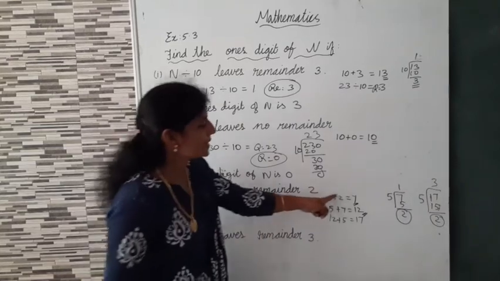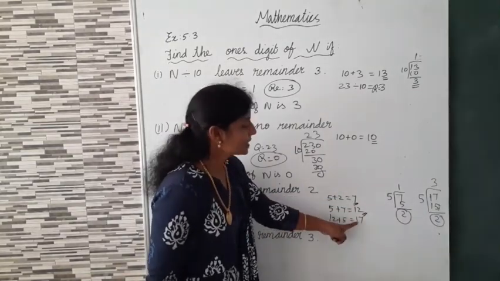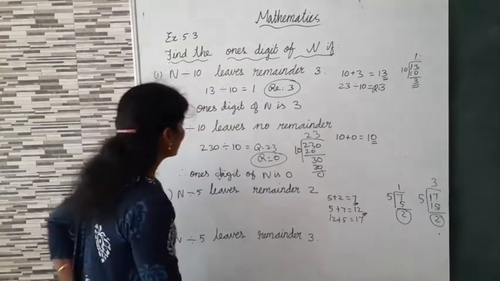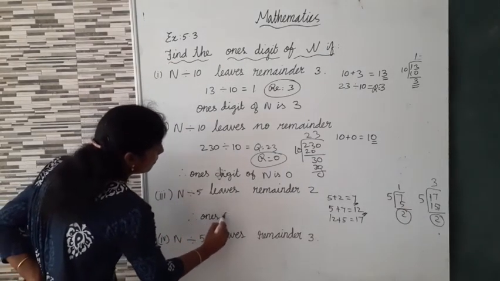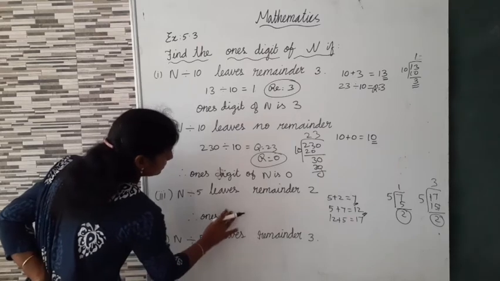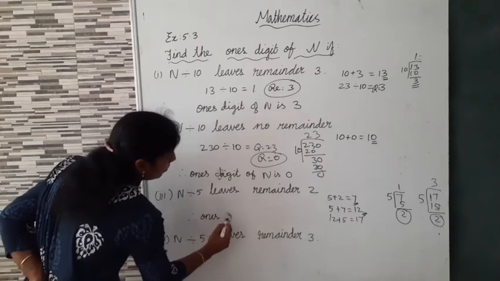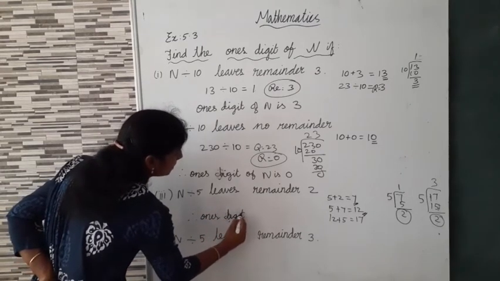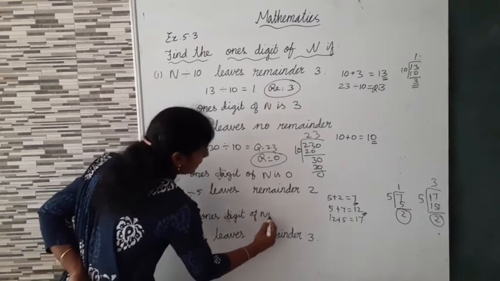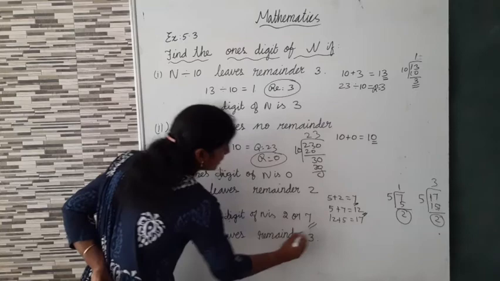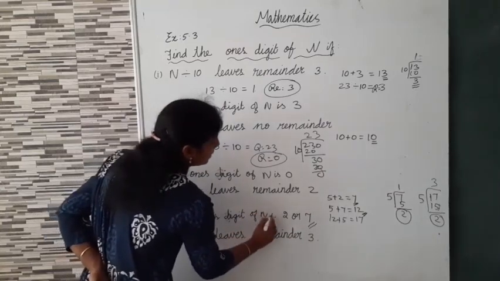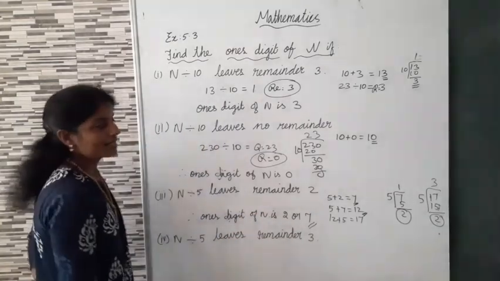So what is the ones digit? 7 and 2. Okay. Therefore, the ones digit of n is 2 or 7. Okay. N is 2 or 7.